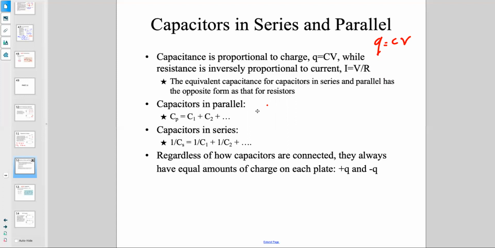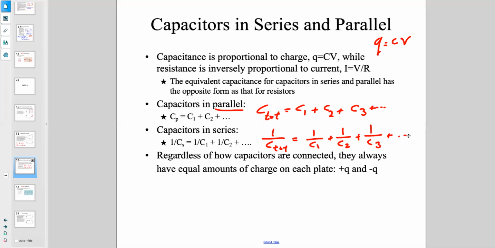So C total when they are in parallel is C1 plus C2 plus C3 and so forth. But when they are in series, 1 over C total is 1 over C1 plus 1 over C2 plus 1 over C3 and so forth. Regardless of how capacitors are connected, they always have equal amounts of charge on each plate. One plate of a capacitor is positive Q, the other plate of the same capacitor will be negative Q.